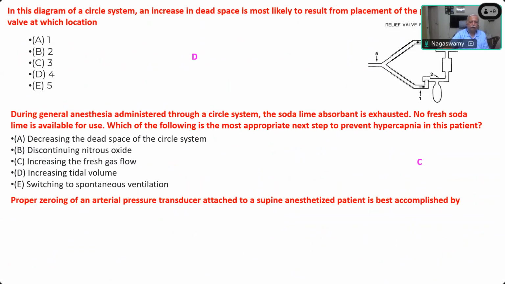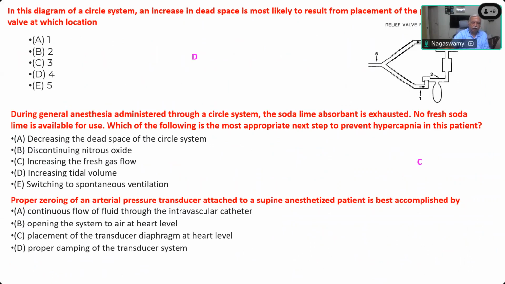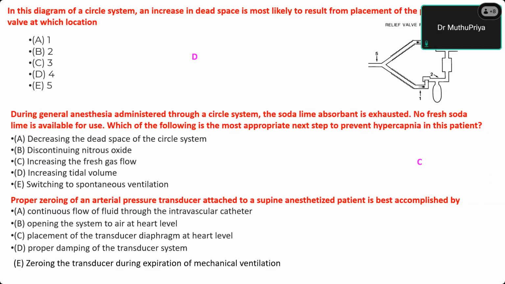Proper zeroing of an arterial pressure transducer attached to a supine anesthetized patient is best accomplished by continuous flow of fluid through intravascular catheter, opening the system to air at heart level, placement of the transducer diaphragm at heart level, proper damping of the transducer system, and zeroing the transducer during expiration of mechanical ventilation. Opening the system to air at heart level. Correct. Good.